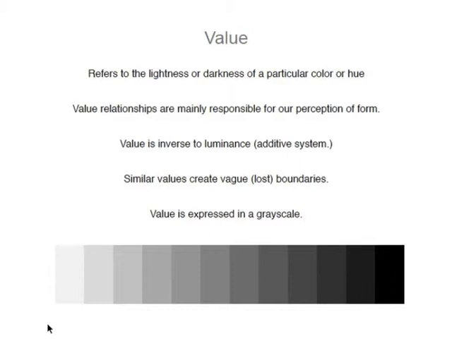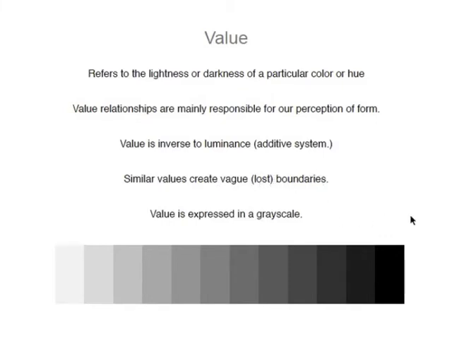When you have values that are similar, so you have two different colors, whether they're bright dull or equal brightness or equal neutrality, side by side, if they're the same value or close to it, you're not going to be able to perceive the boundaries of those shapes as easily. When you have similar values, you get vague or what's known as lost boundaries.